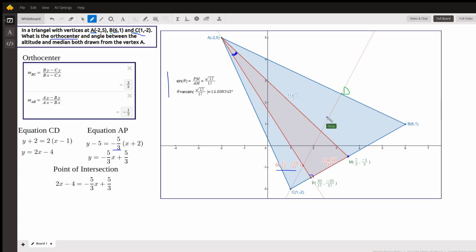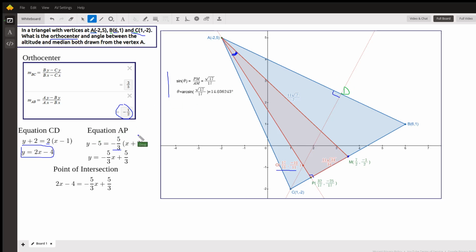For the equation of CD, that altitude is perpendicular to side AB. AB has a slope of negative 1/2. So the altitude has a slope that's a negative reciprocal, which is 2. And using point slope, we know the line passes through the point 1, negative 2. So y minus negative 2 equals the slope times x minus 1. So there's the equation of altitude CD.